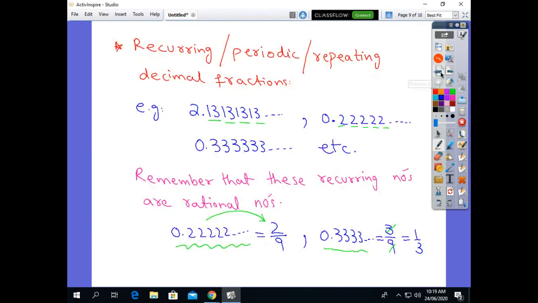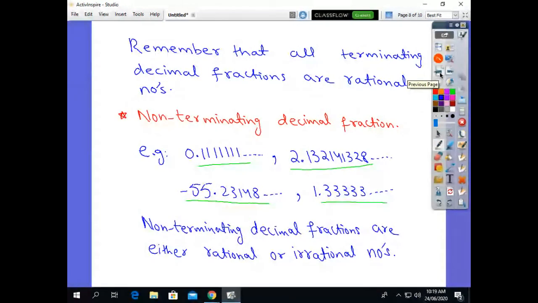Here we see the previous slide, in which we defined the non-terminating numbers. Here we see there are 4 non-terminating numbers. Now I open your mic. Which student can tell me whether this number, 0.1111 with 1 repeated, is a rational number or an irrational number? Irrational number, sir. Rational. It's a rational number. Very good.